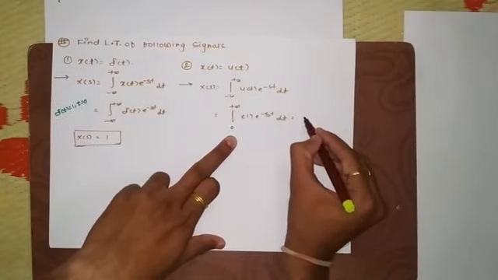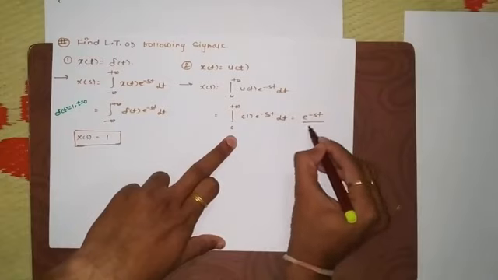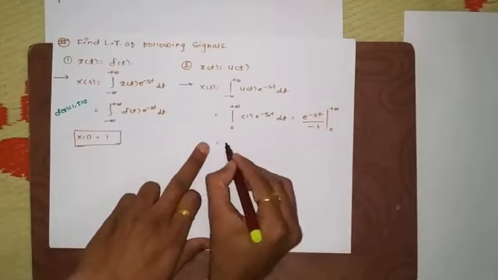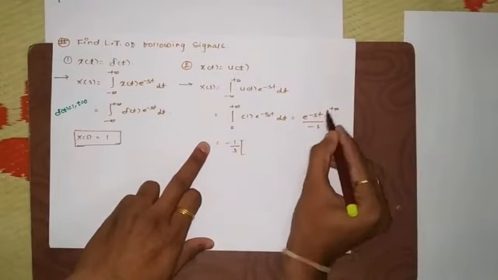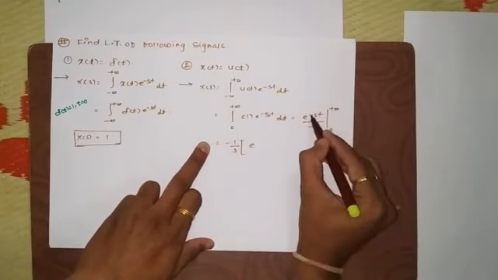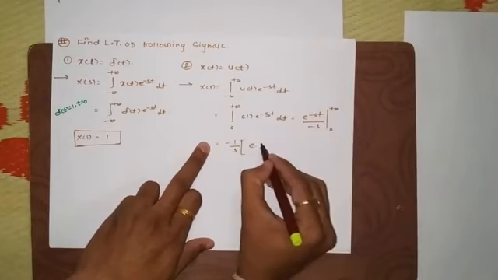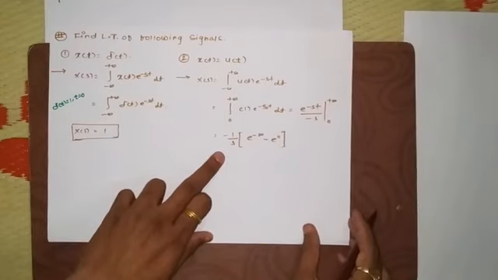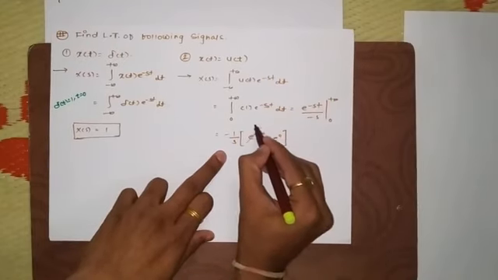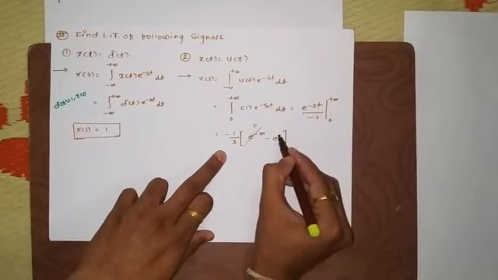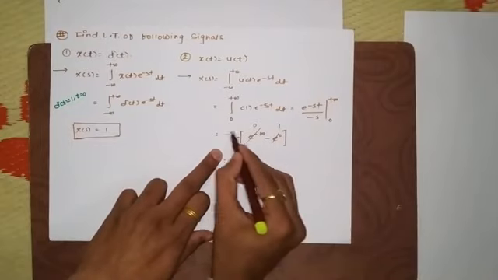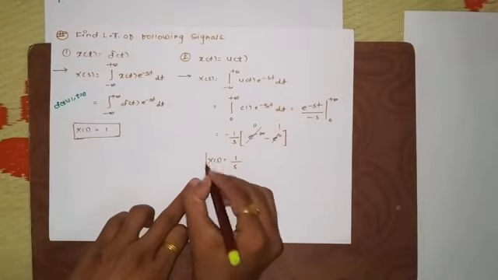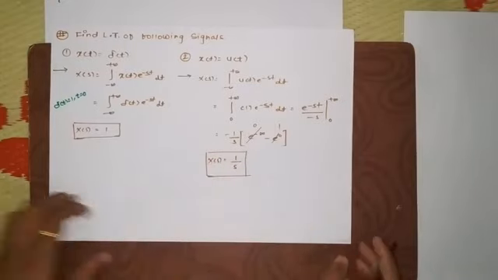Integration of this we can write e raised to minus st upon minus s over the limit 0 to plus infinity. Now minus 1 by s we will take outside. Upper limit is infinity, though it is plus infinity, it is multiplied with minus sign. So this is e raised to minus infinity minus e to the power 0. Now again e to the power minus infinity, that value is 0, and e to the power 0's value is 1. So this minus and minus becomes plus. So its result is 1 by s. So Laplace transform X(s) is equal to 1 by s.